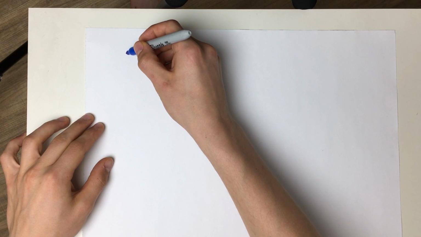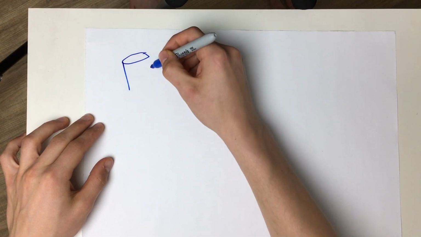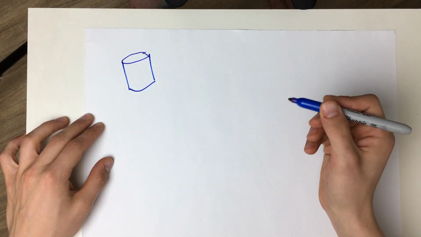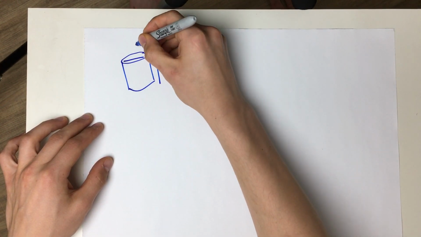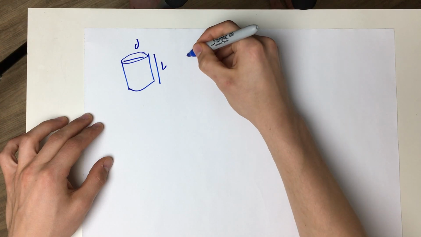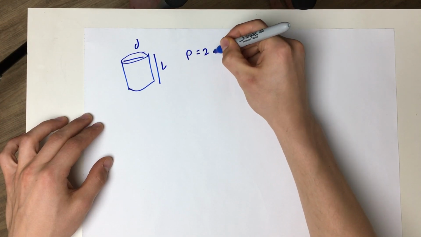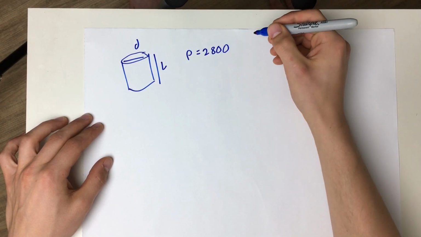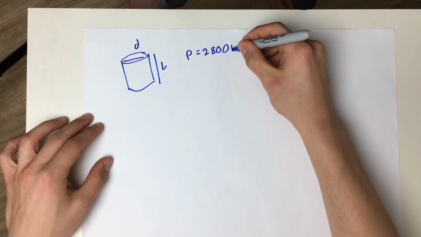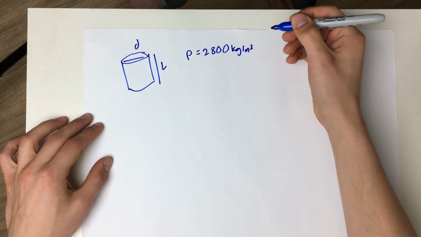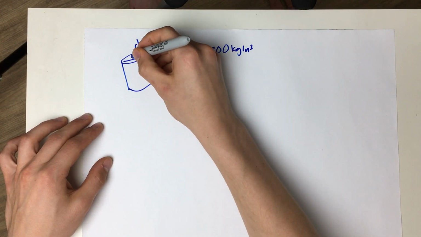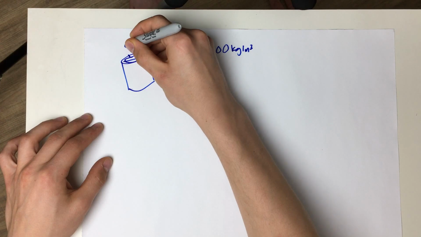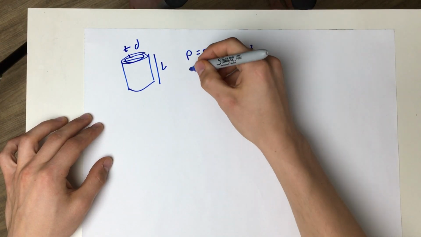Alright guys, so we're making a satellite today. Say it's a cylinder, and our satellite has a length, a diameter, and some density. Density is, say, 2,800 kilograms per meter cubed. It's hollow, so it has a thickness, and it has a mass.